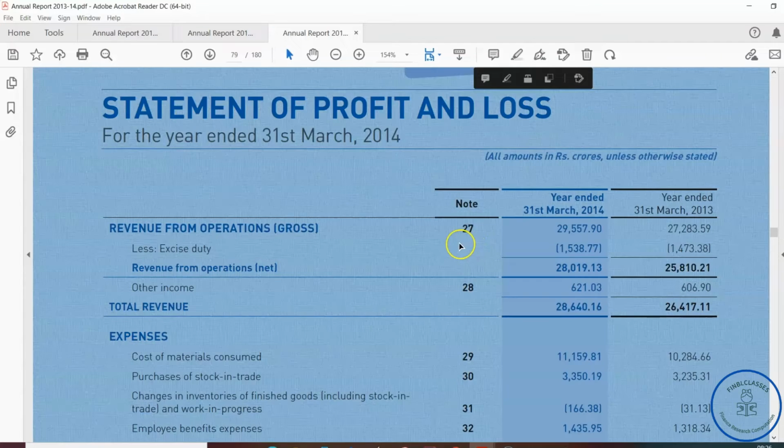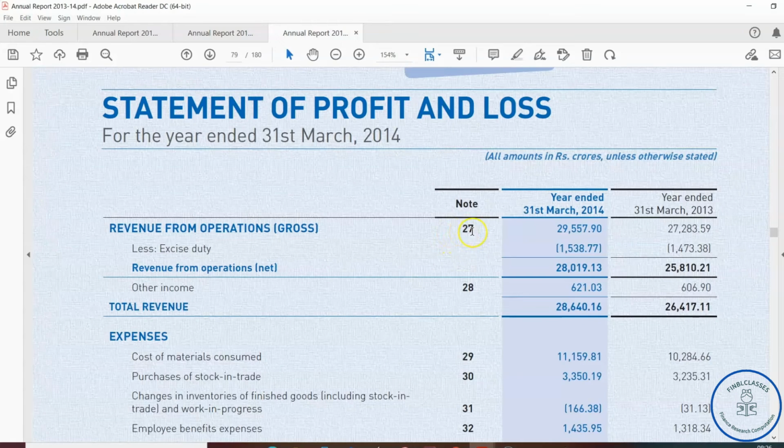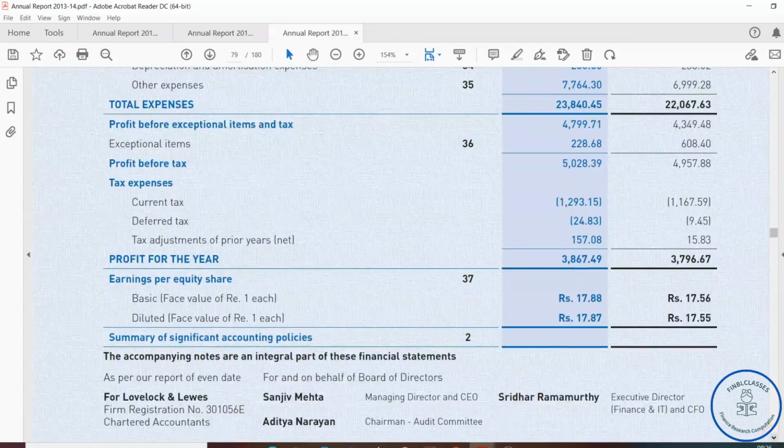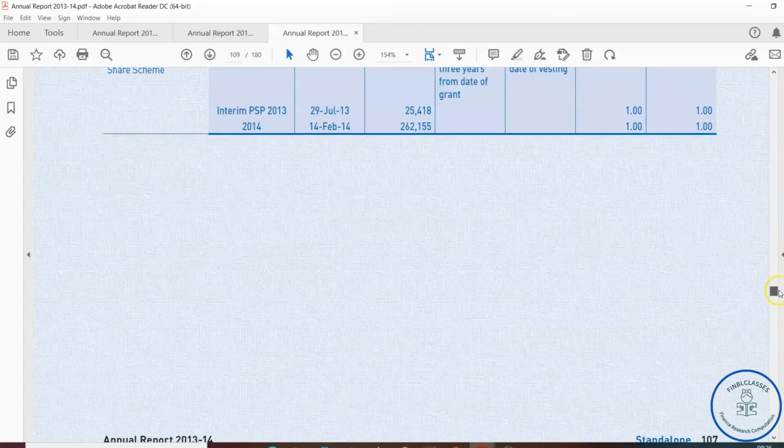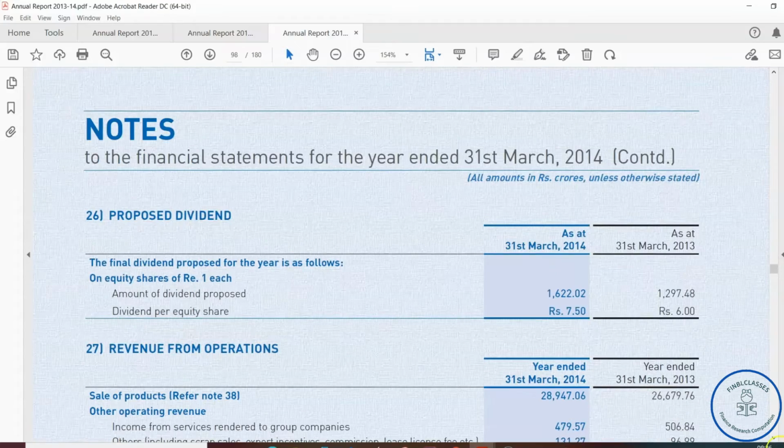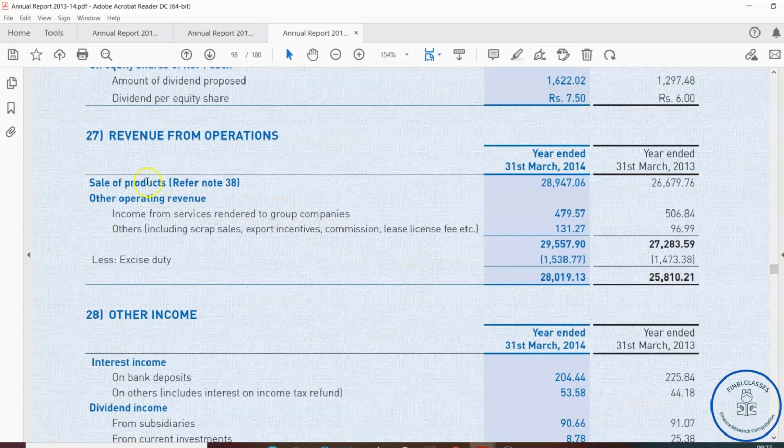Now we can see and take the breakup of this in note 27. So I'll just go to note 27. So here we have note 27. In this you find that the revenue from operations, the sale of products, right? So sale of products, they've given 28947.06, and they have the other operating revenue. So within that gross sales, the other operating revenue has been included.